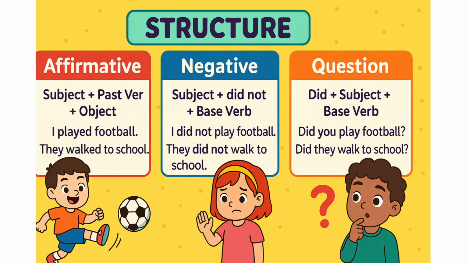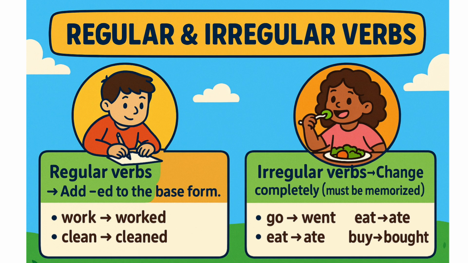Now, let's talk about regular and irregular verbs in the simple past tense. Regular verbs are easy. Just add ed to the base form. For example, work becomes worked, clean becomes cleaned. Irregular verbs are different. Their past form changes completely, and you need to memorize them. Examples, go becomes went, eat becomes ate, buy becomes bought.